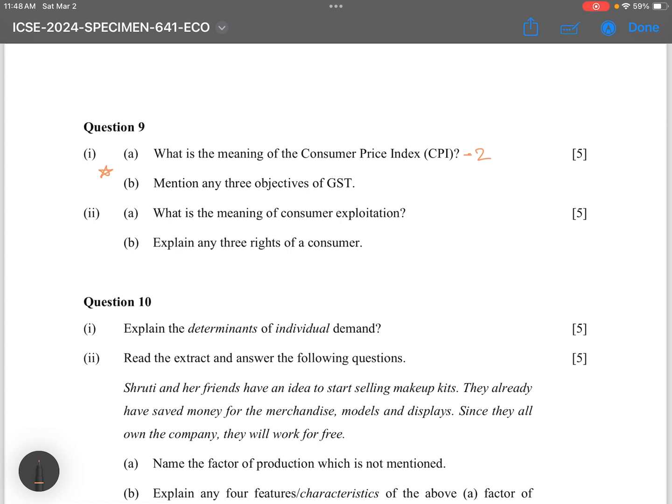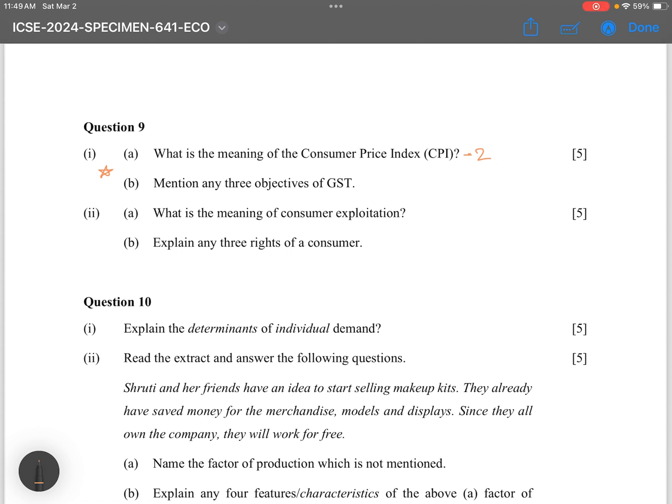Then you have mention any 3 objectives of GST. Okay, so now again, there are many objectives here. You just need to explain any 3. So any 3, and mention means they are expecting you to write in a line. Okay, so complete sentences. Don't just write phrases here. Don't just write 3-4 words here. Write a complete sentence.